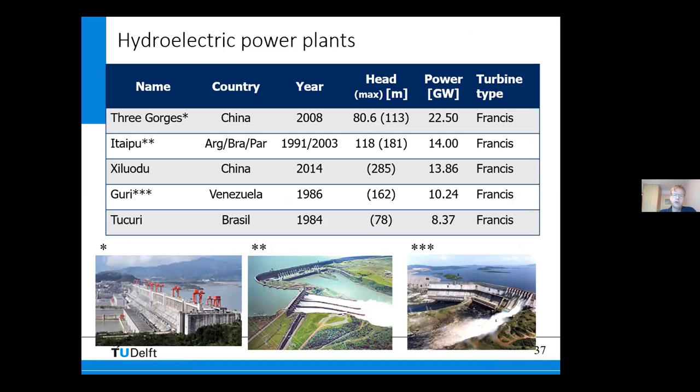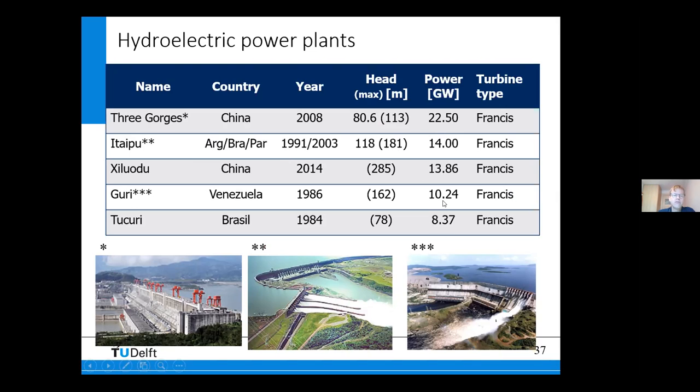These are some typical hydraulic plants. Probably you have seen them, or you've been there. If they're quite big, they're normally related to a lake, and they get the power from the height difference between the lake and the downstream water. As discussed last week, the Three Gorges in China is 22 gigawatts, so that's actually two times as big as the total power consumption in the Netherlands. There are some in South America, 14 gigawatts, China, another 14 gigawatts, Venezuela, 10 gigawatts.